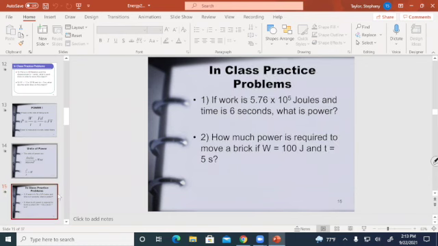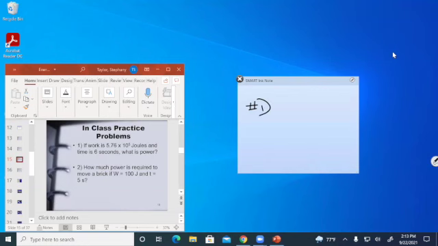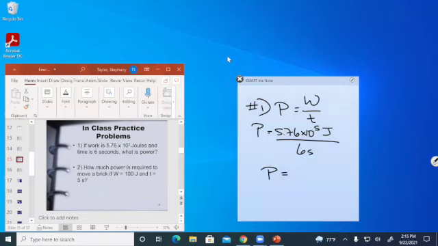All right, so here are a couple more word problems. If work is 5.76 times 10 to the 5th joules, and time is 6 seconds, what is power? Right, power was work over time. They gave us work, which was 5.76 times 10 to the 5th joules, and the time they gave us was 6 seconds. So you can either put 96,000 J/s or 96,000 watts.